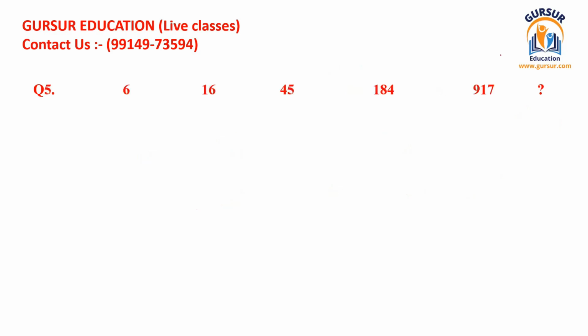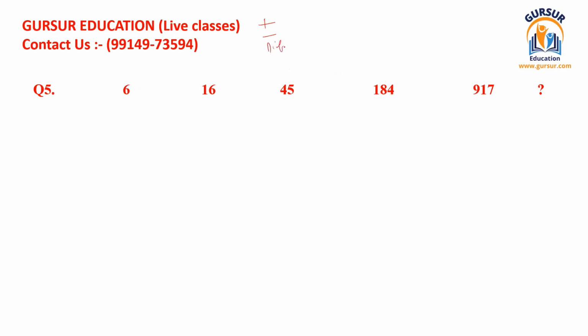Now we move further, and this is going to be question number 5. Again, in this question, 5 elements have been given. This is 6, then 16, then 45, then 4th is 184, 5th is 901, and 917. Question mark is there. Now you can see that in this case differences are huge. First is 6, then 16, then 45, then 184. Differences are huge.